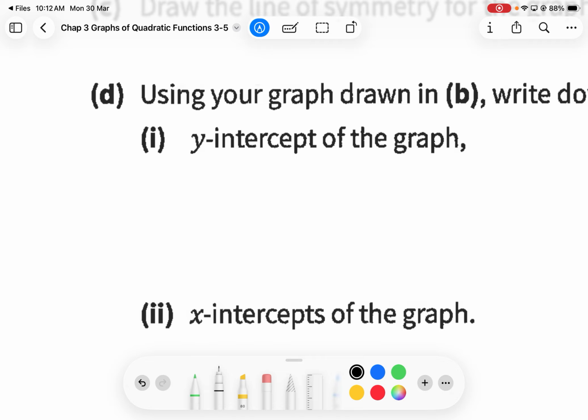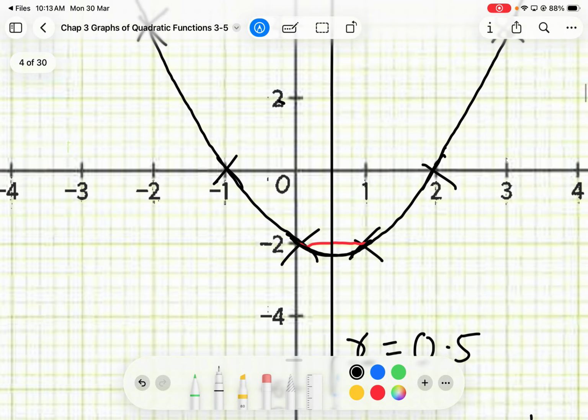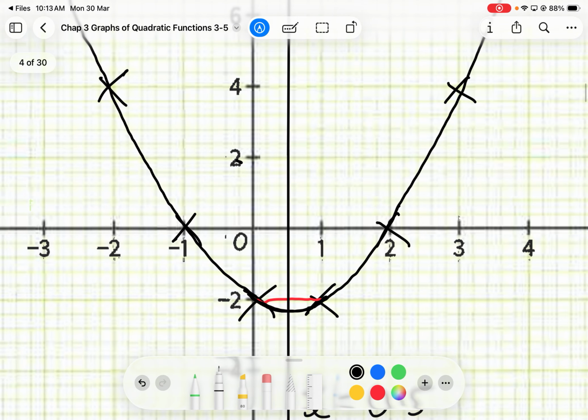Okay, intercept means cut. So y-intercept means where my graph cuts the y-axis. So my graph is this curve that I draw. Where my graph cuts the y-axis, here, because this is the y-axis. So this point is where my graph cuts the y-axis. So this point here is my y-intercept.